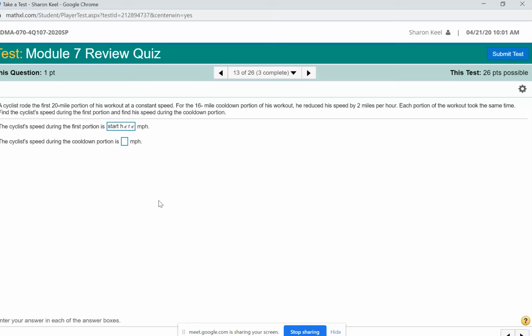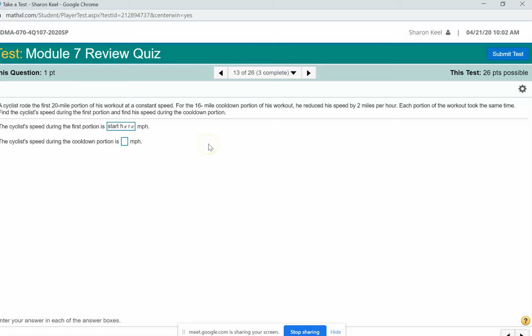We have a cyclist who rode the first 20-mile portion of his workout at a constant speed. For the 16-mile cool-down portion of his workout, he reduced his speed by 2 miles per hour. Each portion of the workout took the same time. Find the cyclist's speed during the first portion and find his speed during the cool-down portion.